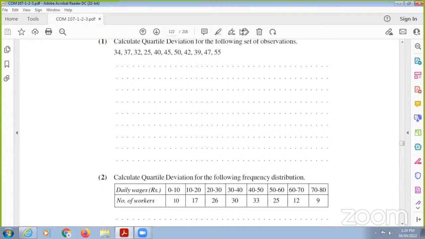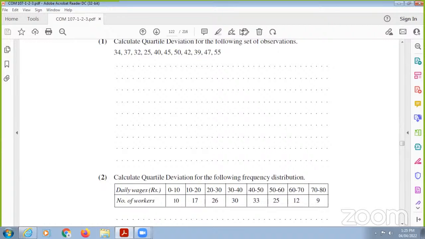The first quartile class is 20 to 30. The formula for grouped data is quartile 1 is equal to L1 plus (n upon 4 minus cumulative frequency of the previous class) divided by frequency, multiplied by i. That means L1 is 20 plus (40.5 minus 27) upon 26, multiplied by 10. The answer will be 25.9, quartile 1.